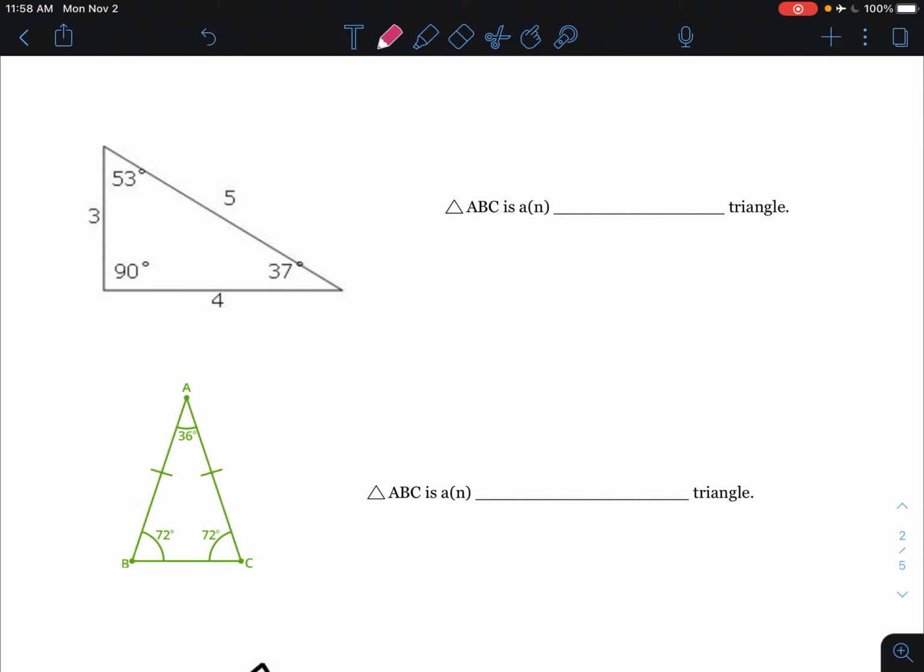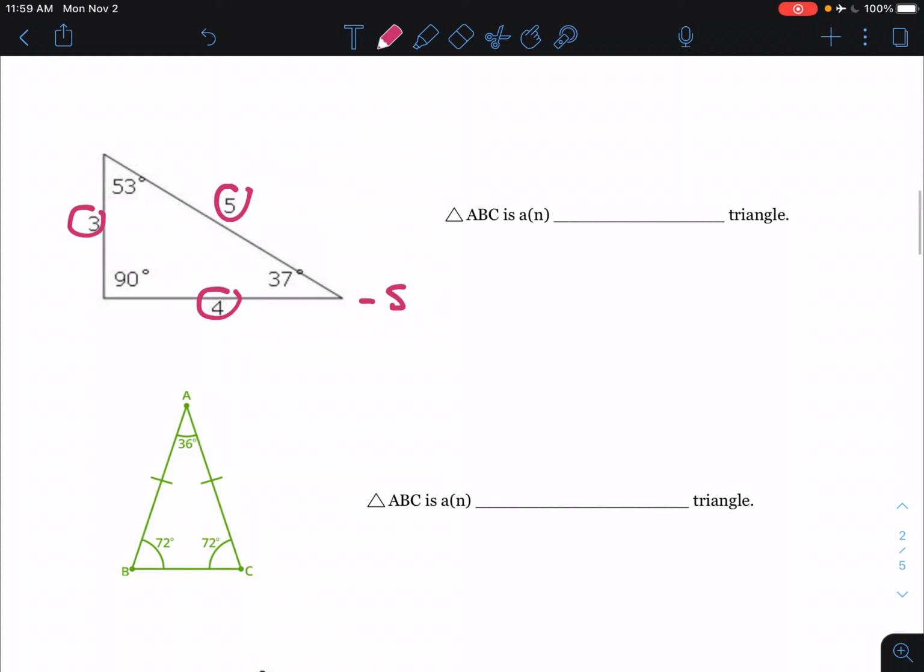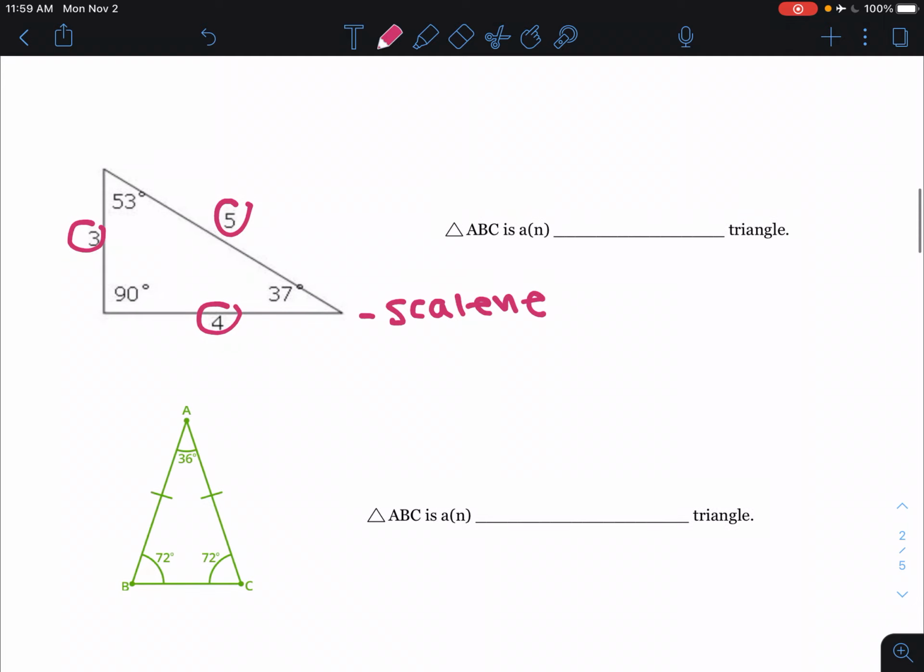So let's use this vocab to start to categorize a triangle like this. So I see from its side lengths that it has three different side lengths. So I go back and I look at my side length categories. So I know it's a scalene. And I look and it has three different angle measurements. One is right. So it's a scalene and it's a right triangle. We call this a right scalene triangle.